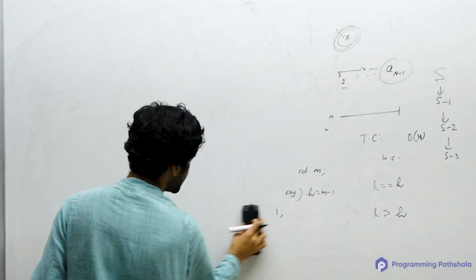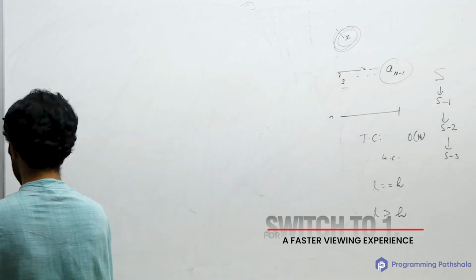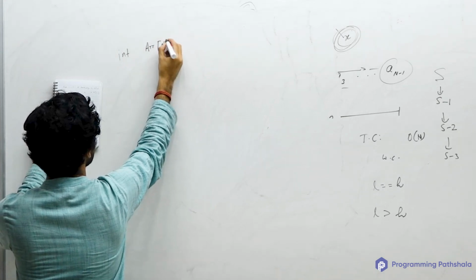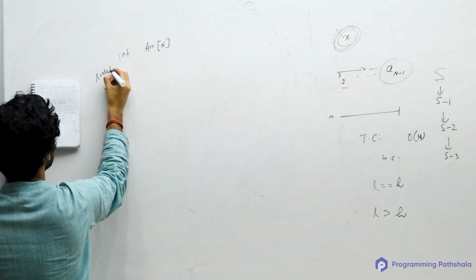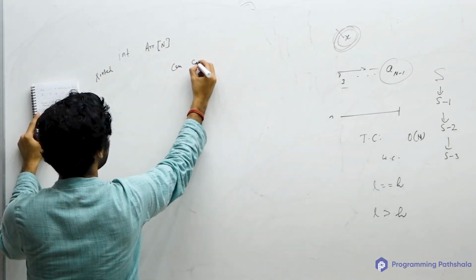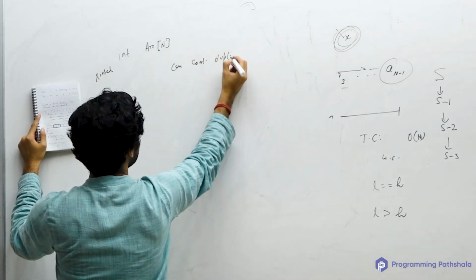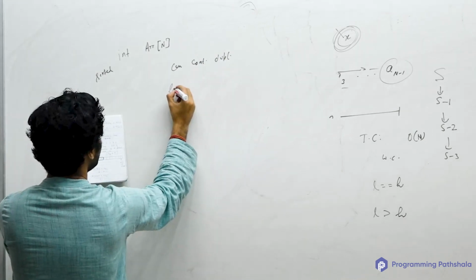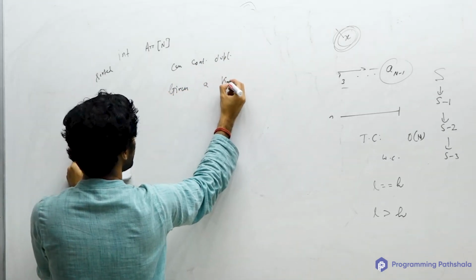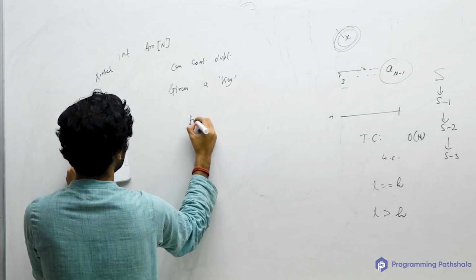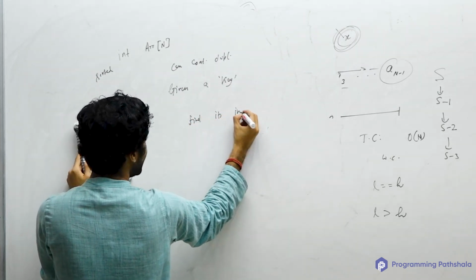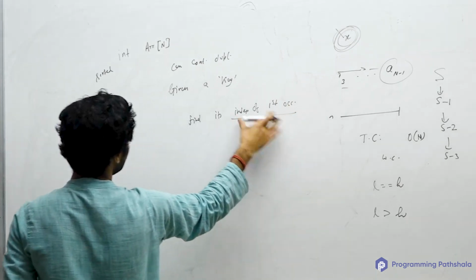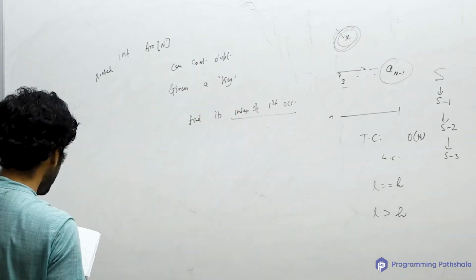So we'll start with some easy questions. Let's say I give you a sorted array of integers. This is sorted and can contain duplicates. Now you have been given a key, and what you have to do is find its index of first occurrence. You have to find the index of first occurrence of the key in the given array.